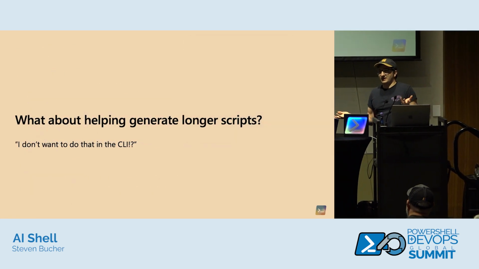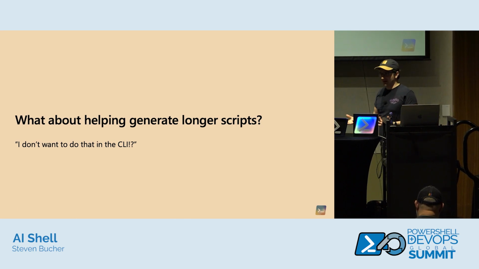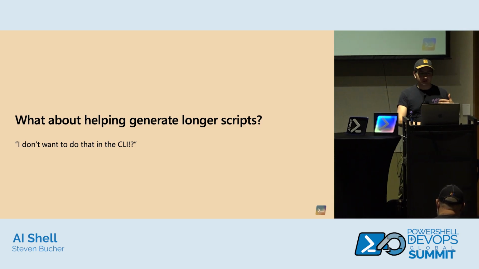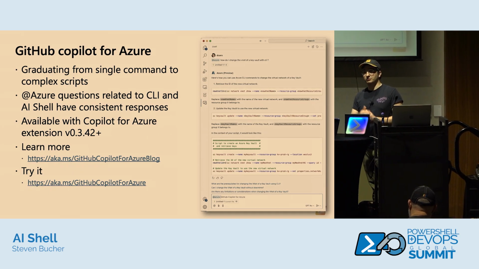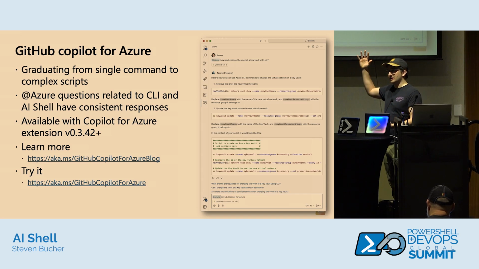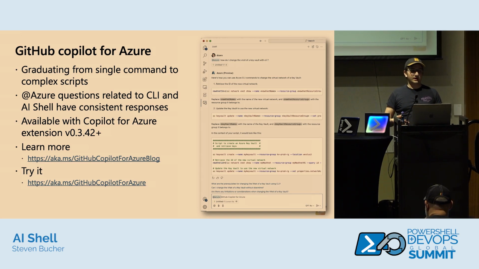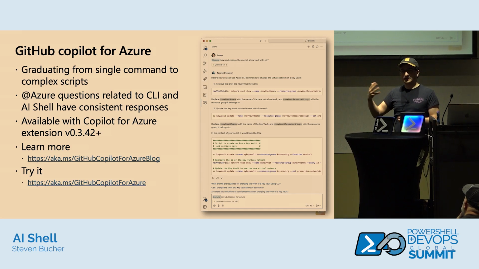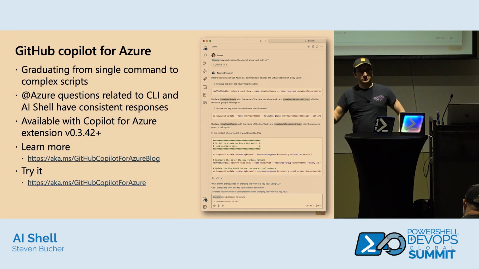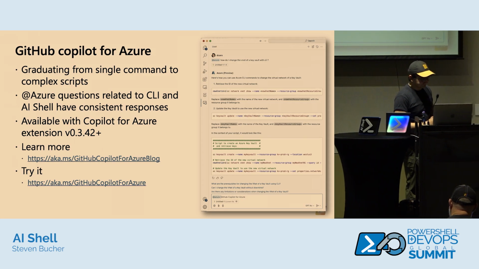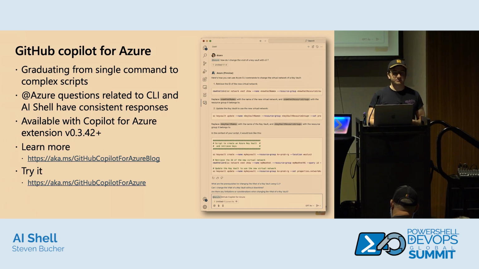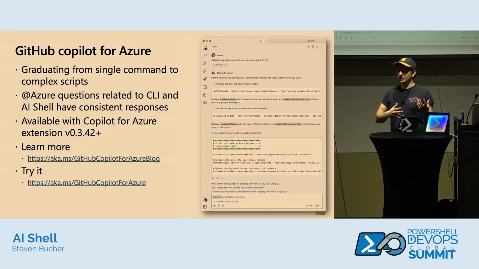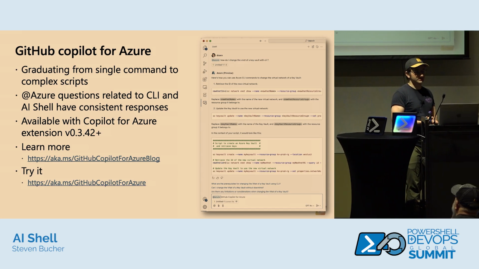So sometimes we get the question of, oh man, I don't want these kinds of experiences to be in the shell. Why are you doing it there? We want to help you with these one-off experiences, and we're working very closely with the VS Code team so that we can bring the same experience and the same knowledge that you saw here with the Copilot in Azure to VS Code with the GitHub Copilot for Azure extension. So using GitHub Copilot, you can do the same @Azure experience and get the high quality, personalized Azure commands generated for you. It's graduating from single commands to more complicated scripts. It has the same CLI and PowerShell knowledge that the AI Shell has, and so we've tried to keep it very consistent as far as the assistance that you'll get across these experiences.